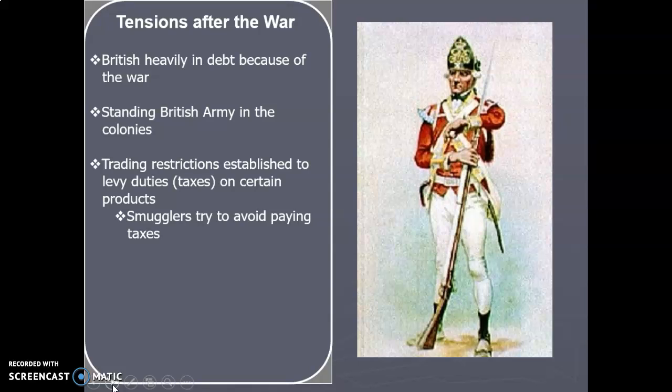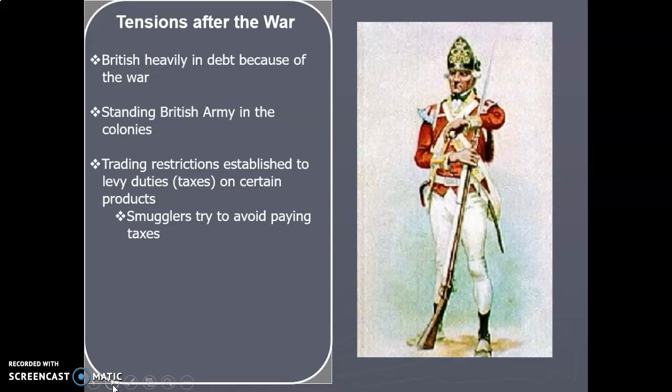They also leave a standing army over here, and they say they do this to protect the colonists from the Native Americans and from the Dutch and all these other guys. Well, the colonists don't see it that way. They say, oh, hey, you're leaving that army over here to suppress our rights. So as you see here, trade restrictions established levy duties, or taxes, on certain products.